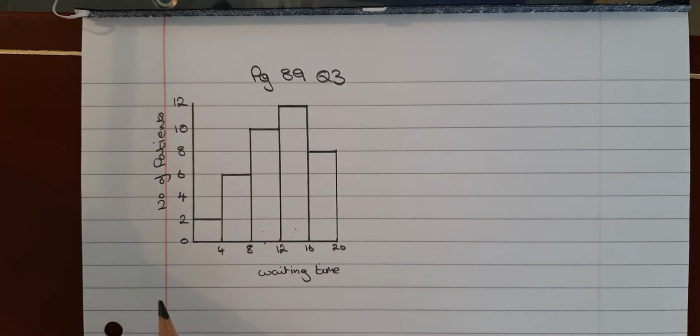Don't forget when you're drawing your histogram that you need to label your axis. So along the bottom is the waiting time and up the side is the number of patients.